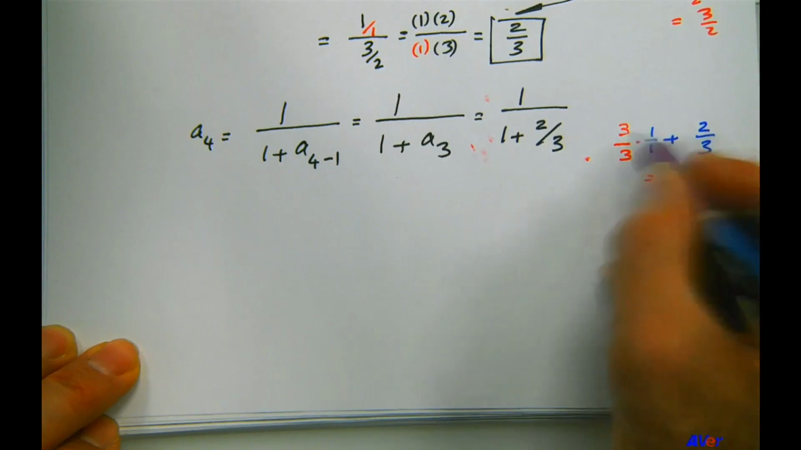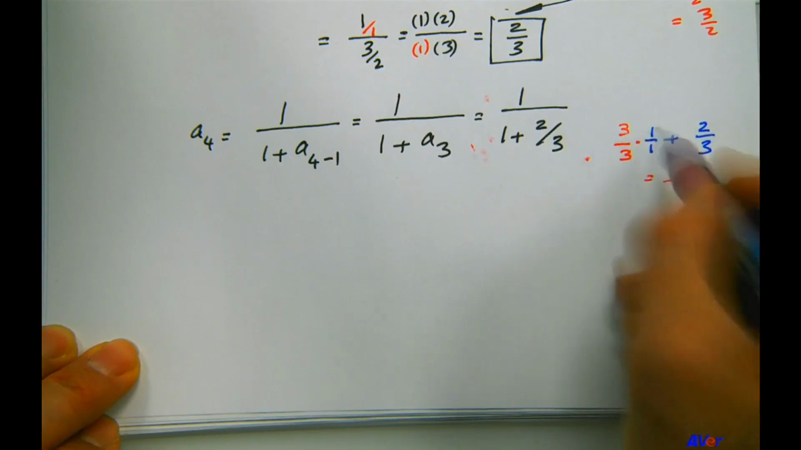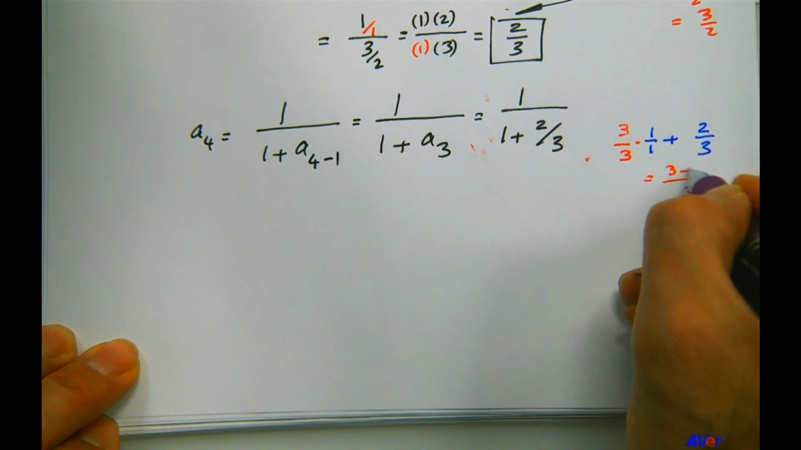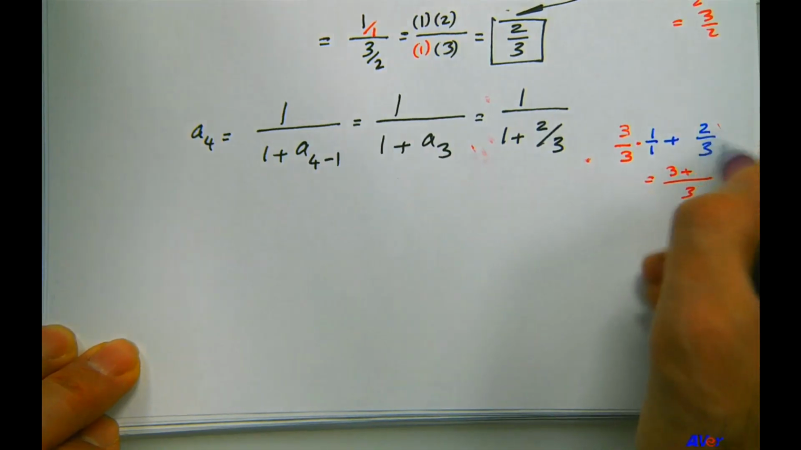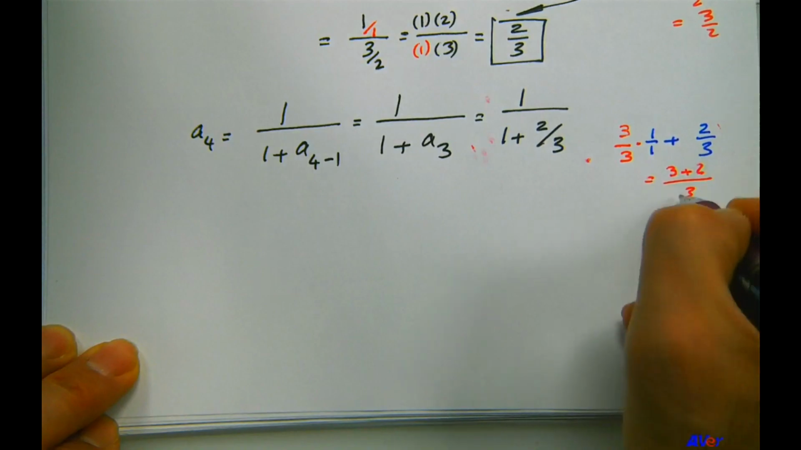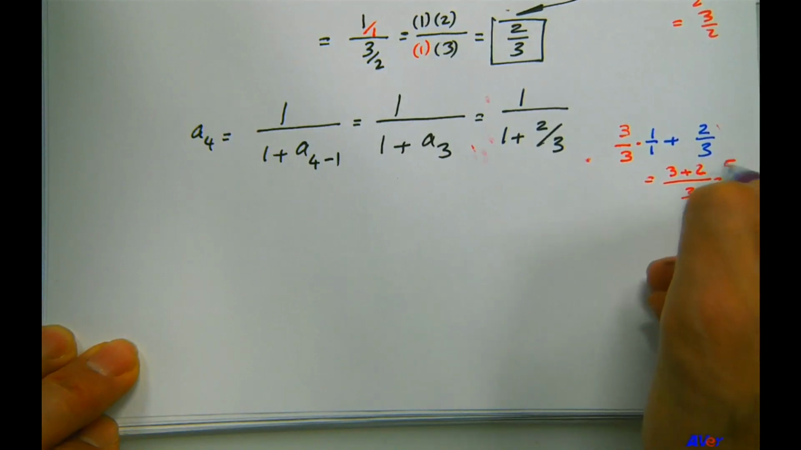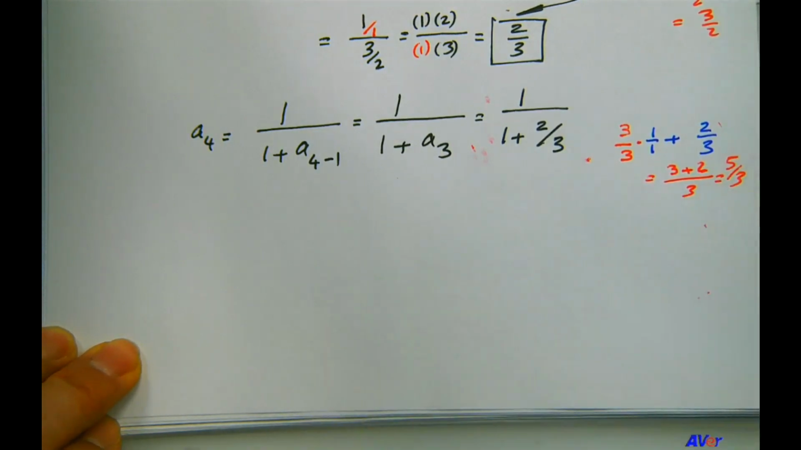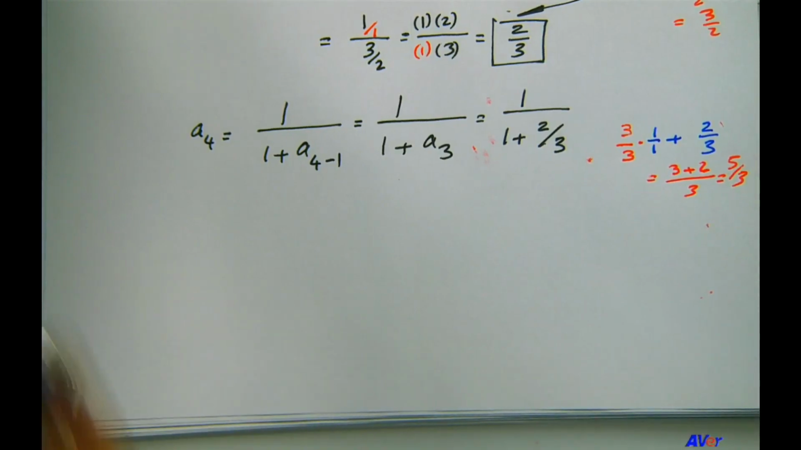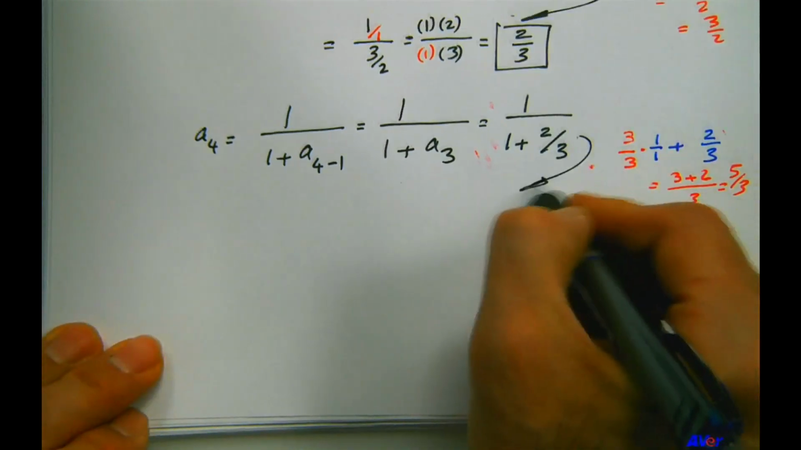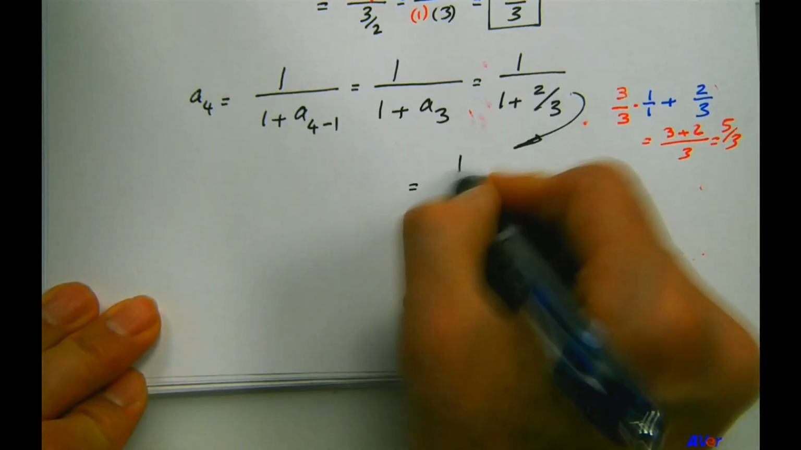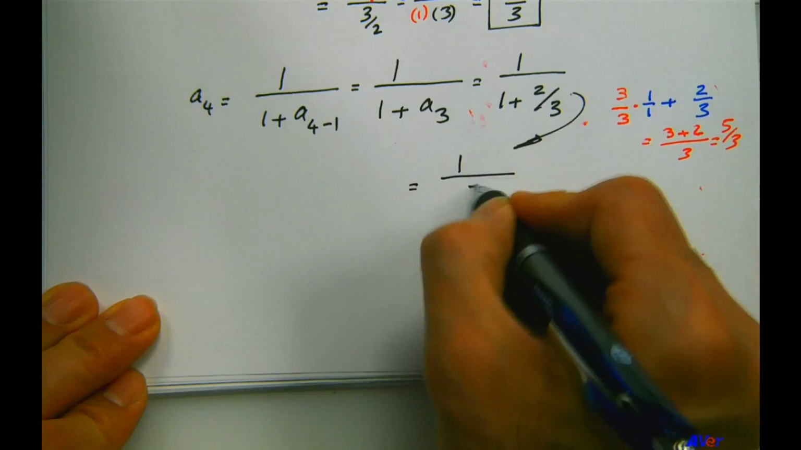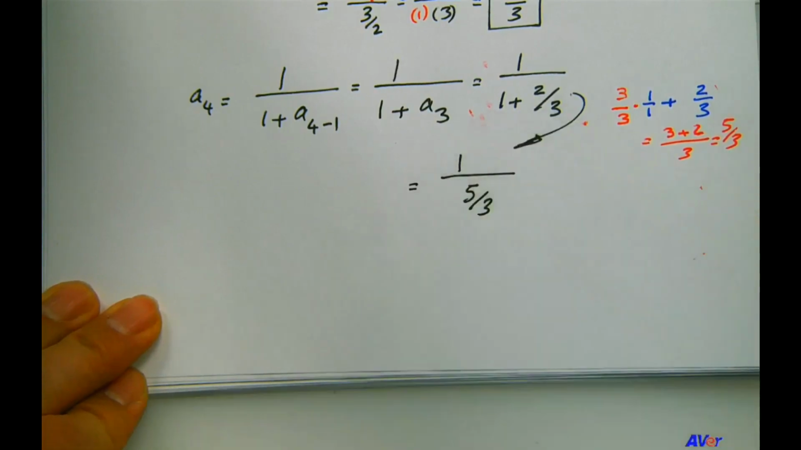We can add the numbers in the numerator. So 3 times 1, 3. Plus, this one was happy, didn't get multiplied by anything. So 2. And then we have 5 over 3. Okay, so let's put that number in here. So we have 1 over 5 over 3, right? The result of adding those two numbers.